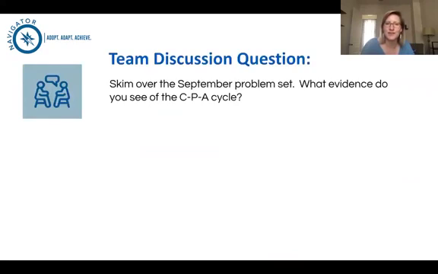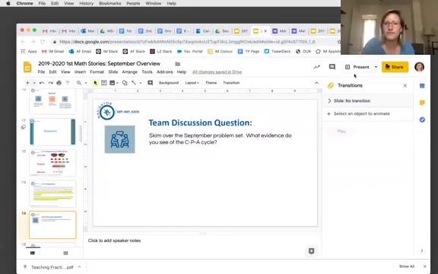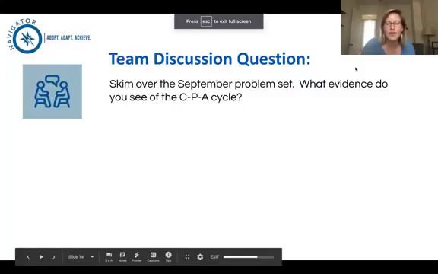So here's your discussion question. I'd like you to skim over the September problem set. What evidence do you see of the CPA cycle? And when you're ready, join me on the next slide.